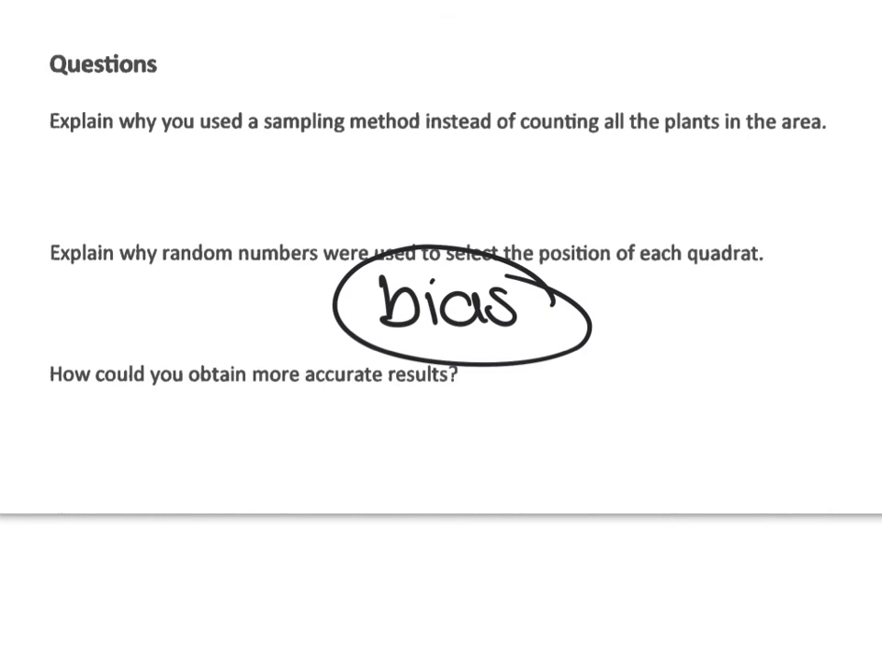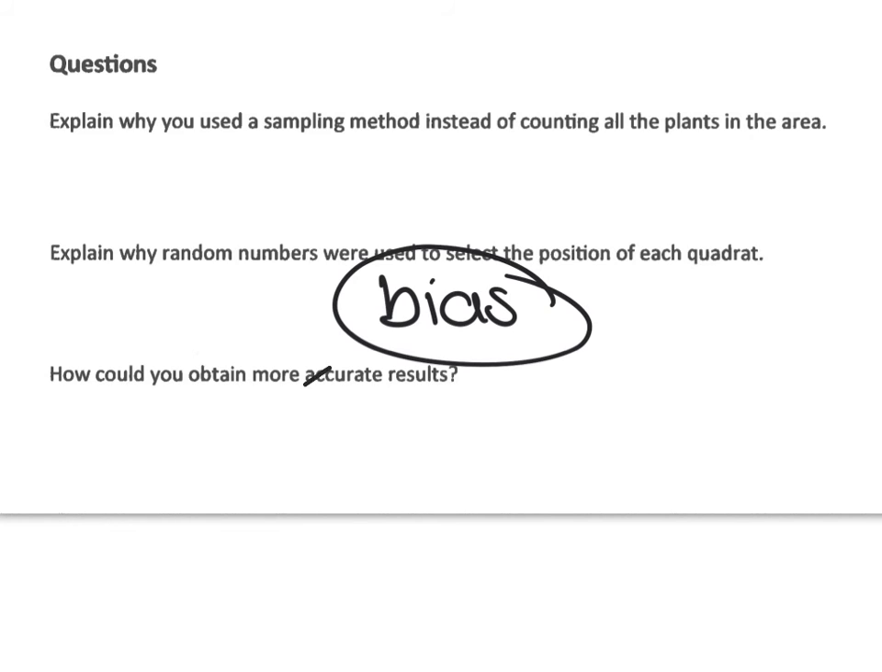What does bias mean? Well, if you're looking there and you think, oh, I think there's going to be more dandelions here, you would see there's dandelions and put your quadrat down. You're being subjective. You're picking and choosing, or you might say, that teacher always gives better marks to boys than girls. They're biased. So because you weren't choosing where you put your quadrats down, you were using these random numbers, it was nothing to do with you. It meant there was no bias in your results.